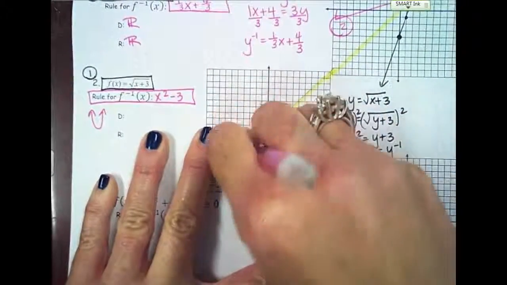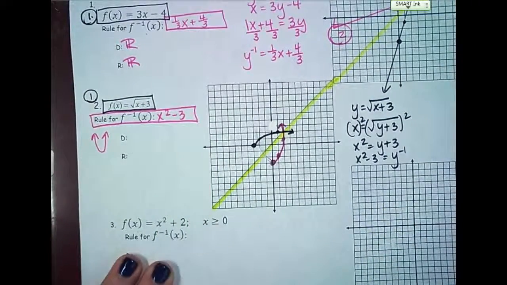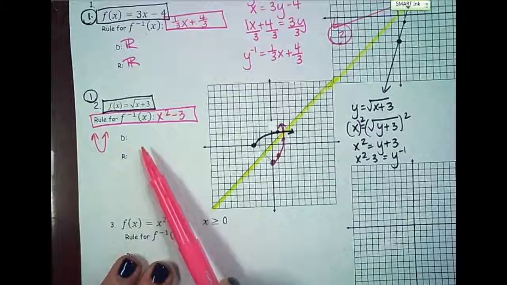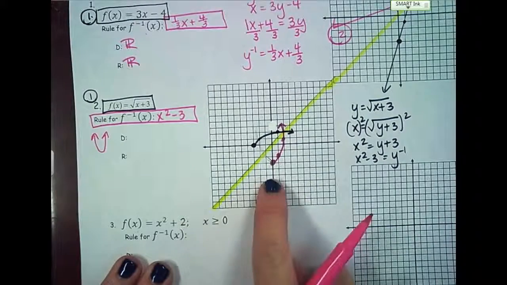So what does it mean? It's okay to use this, but what do we have to tell it? It needs a restriction, right? What's the domain only allowed to be? What's the range only allowed to be? The domain has to be what? All the numbers that y is greater than 3.